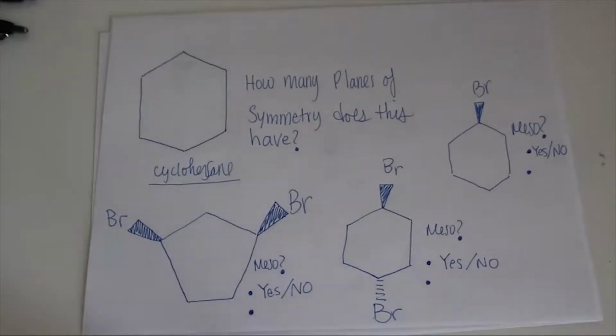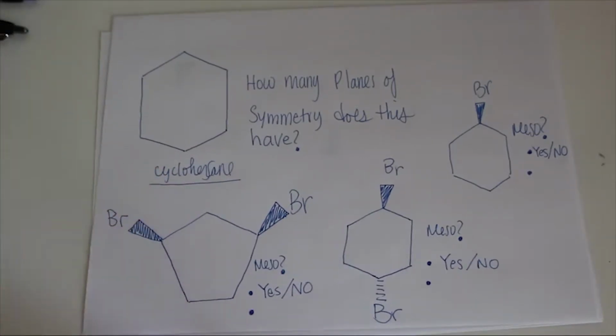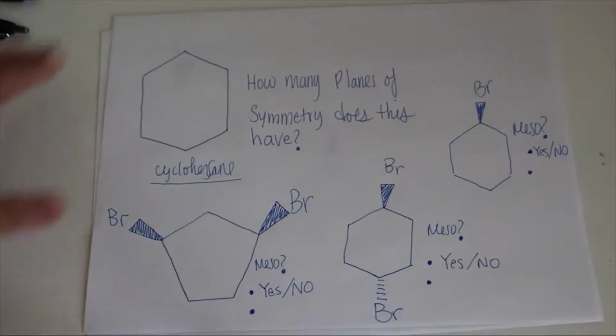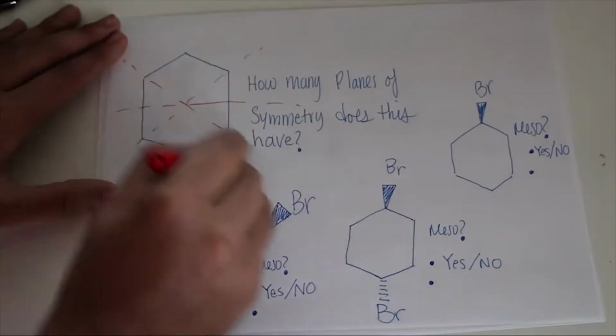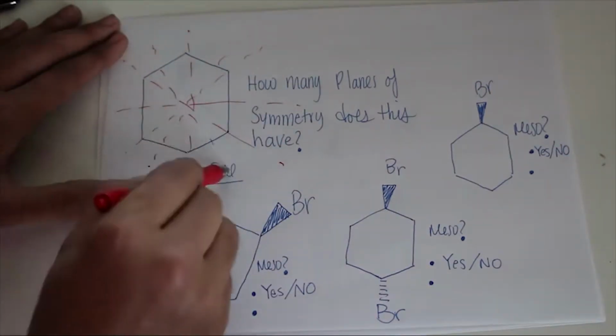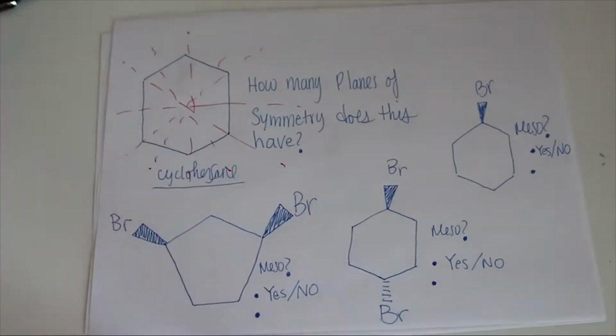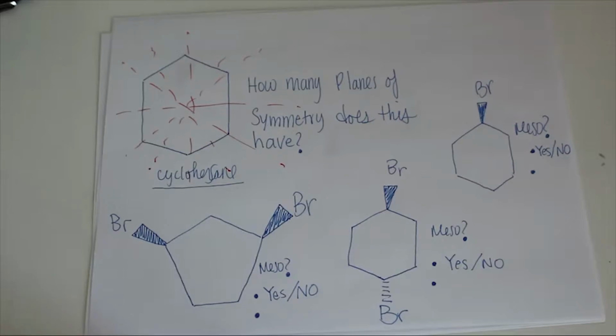A good example to get a good understanding of meso is: how many planes of symmetry are in this cyclohexane? There's a lot, clearly. You can have one going like this, one going like this, one like this, one like this. They just never end. So if you have one internal plane of symmetry, that's a good hint for the compound being meso. But what did we say? We said that you also have to have chiral centers, right?